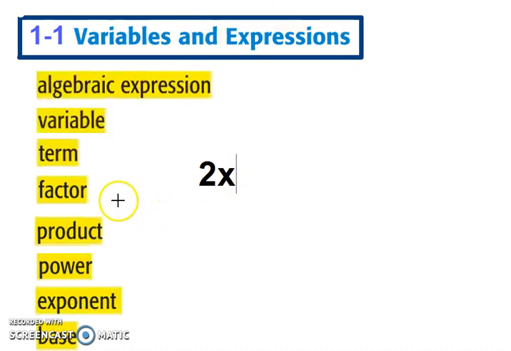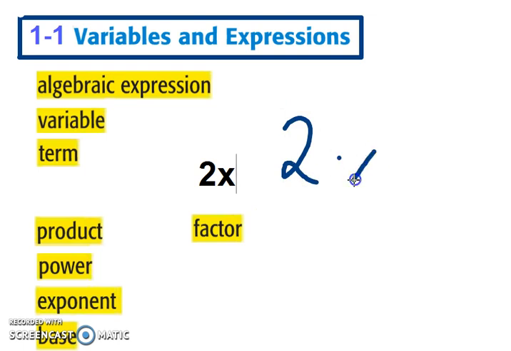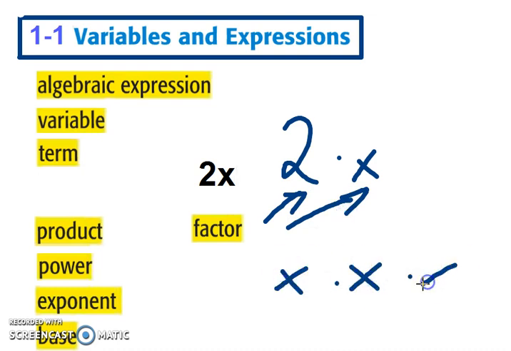Next, we're looking at factors. So a factor is a part of a multiplication. Here we have two factors, 2 and x. Technically this says 2 times x. Each of these are a factor. Or x times x times x. Each of these are considered a factor.